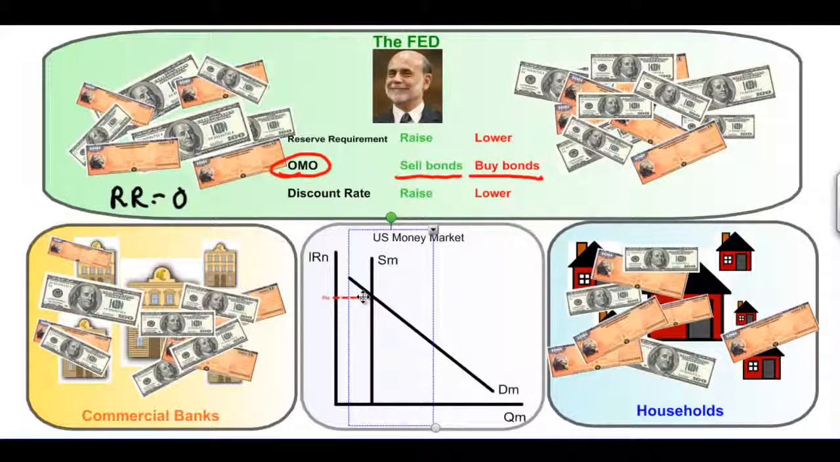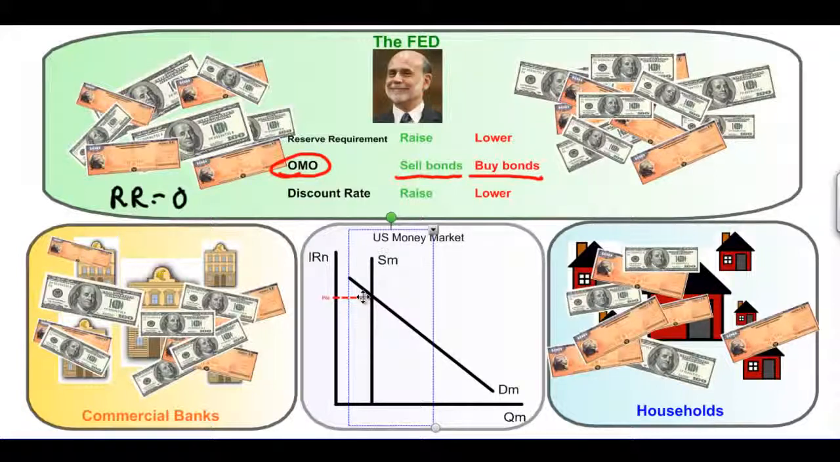When the Fed sells bonds, the price of government bonds falls, and investors find them more attractive since the effective interest rate on those government bonds increases. This is called a contractionary monetary policy. So we've just gone through open market operations now.